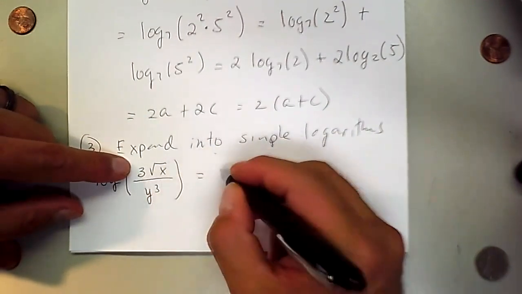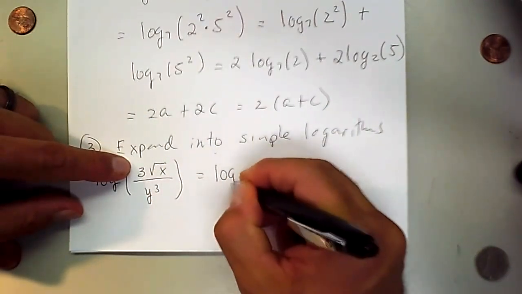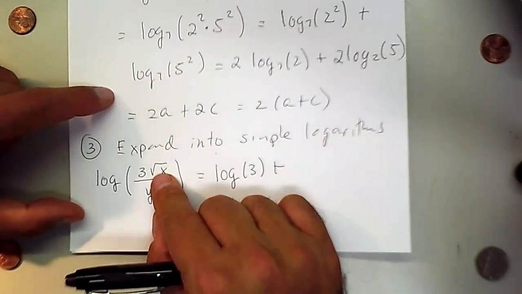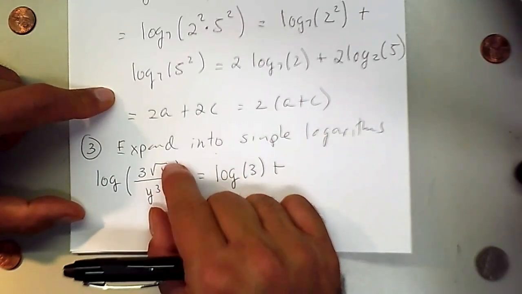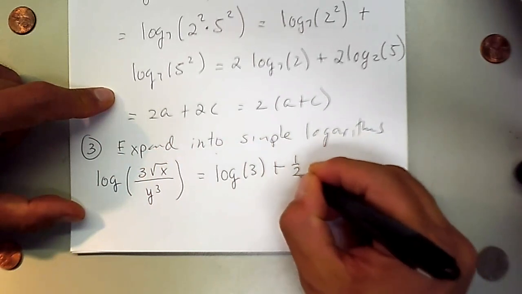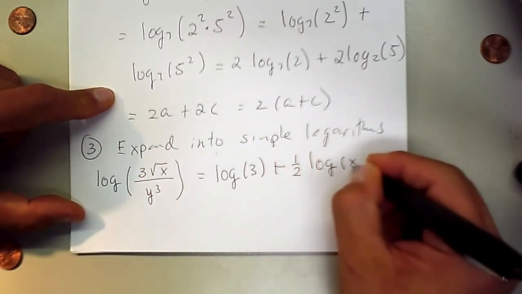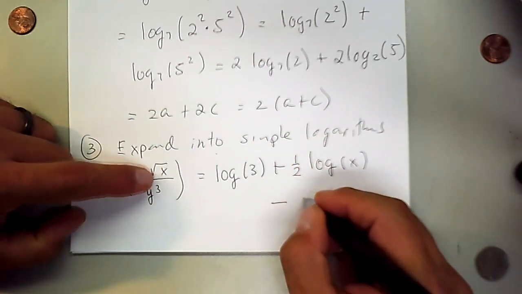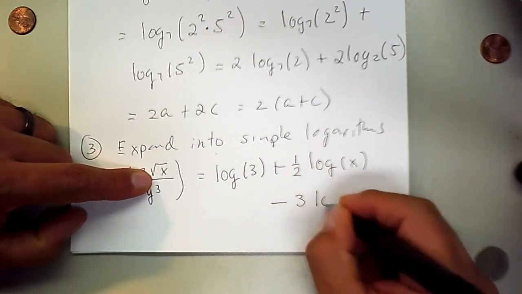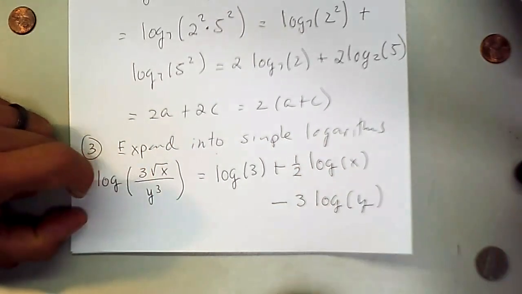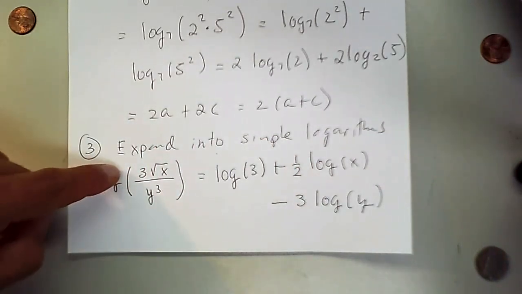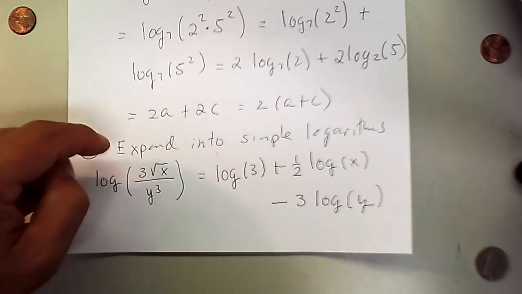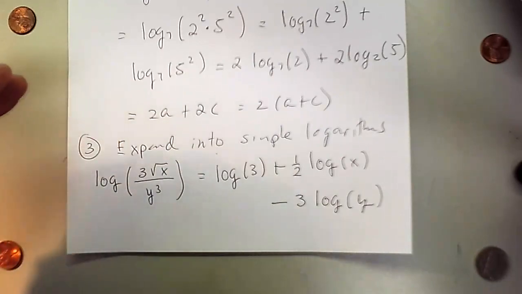So multiplying means adding. So we have the logarithm of 3 plus the logarithm of x, but this is a half, which goes down as a factor, half logarithm x. Dividing means subtract y cubed. So the cube moves to the front, and then we have logarithm of y. So again, I'm trying not to write too many steps, and I'm trying to apply the properties of logarithms one by one.